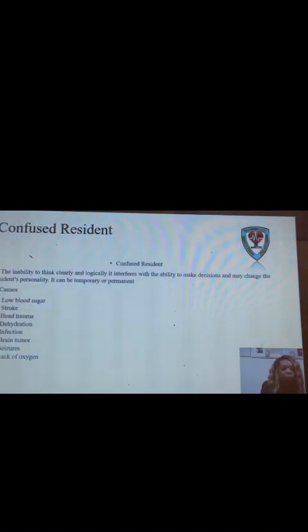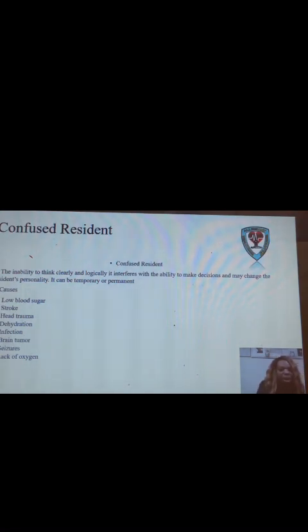Your confused resident. This is the inability to think clearly and logically. It interferes with the ability to make decisions and make changes to the resident's personality. It can be temporary or it can be permanent. Once again, that confused resident has the inability to think clearly and logically. The confusion interferes with the ability for the resident to make sound decisions, and it may change the resident's personality. Once again, confusion can be temporary or it can be permanent.